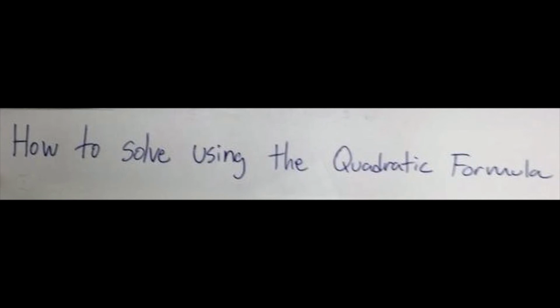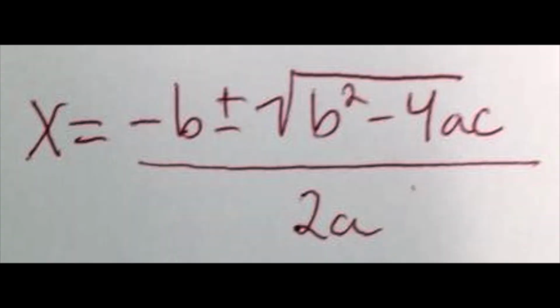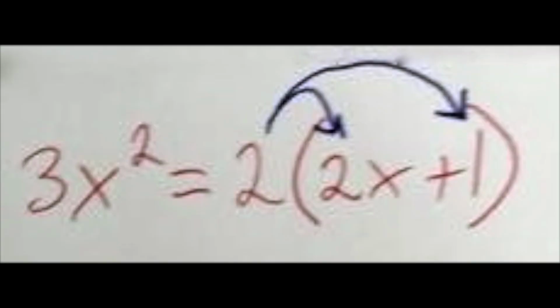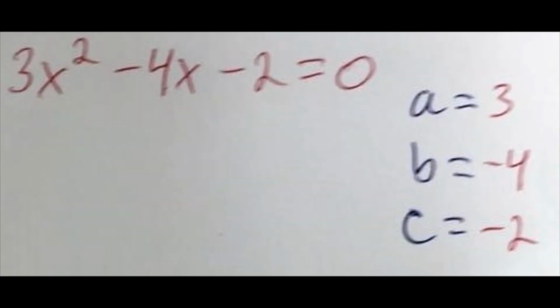Now I will show you how to solve using the quadratic formula. This is the quadratic formula. Remember it. Pause the video right now so you can write this down and remember it. This will be the equation that we use: 3x squared equals 2 parentheses 2x plus 1. After we distribute, we get 3x squared minus 4x minus 2 equals 0.